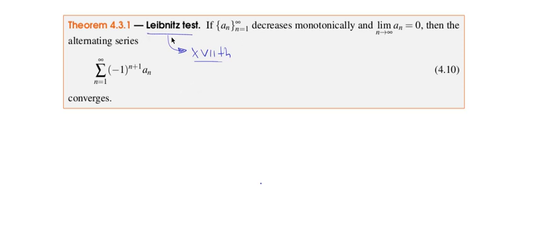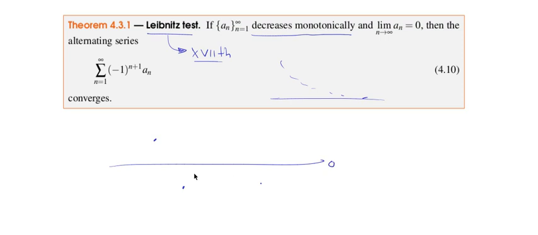Okay, so this Leibniz test says that if a sub n is a sequence that decreases monotonically, okay, so it's going like this, and the limit of a sub n is 0, okay, then the alternating series minus 1 to the n plus 1, or it doesn't matter if it's minus 1 to the n of a sub n, okay, the terms are getting closer and closer and closer to 0, right? Closer and closer, but each time you have a positive or a negative value. Then Leibniz says if these conditions are true, if this sequence decreases monotonically and its limit is 0, then this series is convergent, okay?